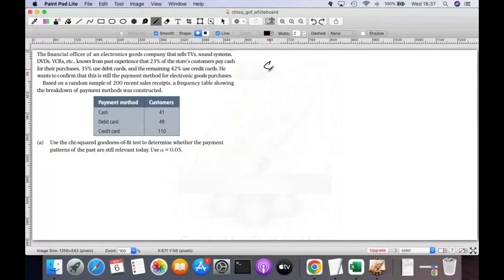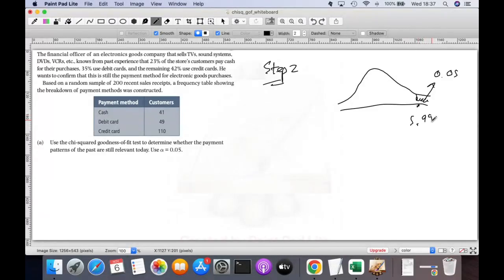Remember, step 2, we had our sketch, and we said that the critical value is 5.991. Anything above that, we're going to reject H0. Otherwise, we accept H0.